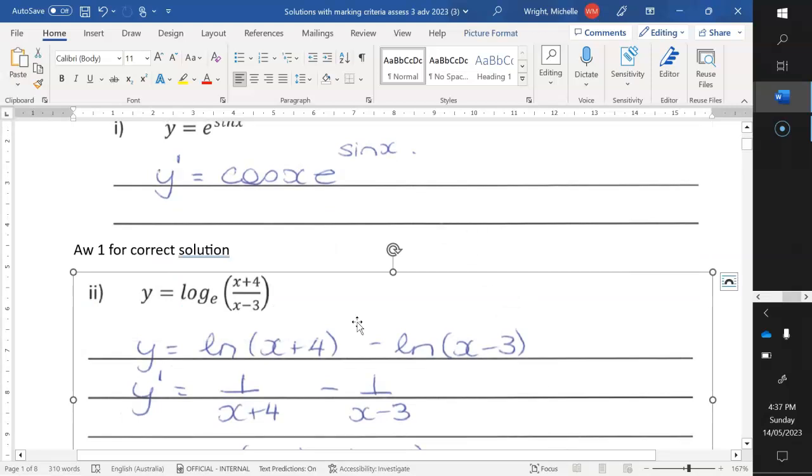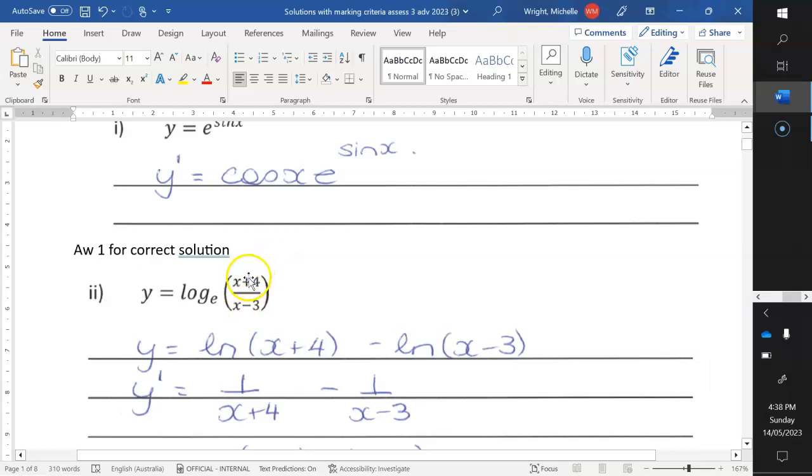So this one's looking at differentiating a log. Now, it was a tricky log because we had a function that had an upper and a lower. But you need to know your log laws. And there were actually 2 ways that people attacked it. The first one was to use your log laws that says when we divide, we can use a subtraction. So we were going to be doing log e of x plus 4, take away log e of x minus 3, in which case each of these is very simple to do.